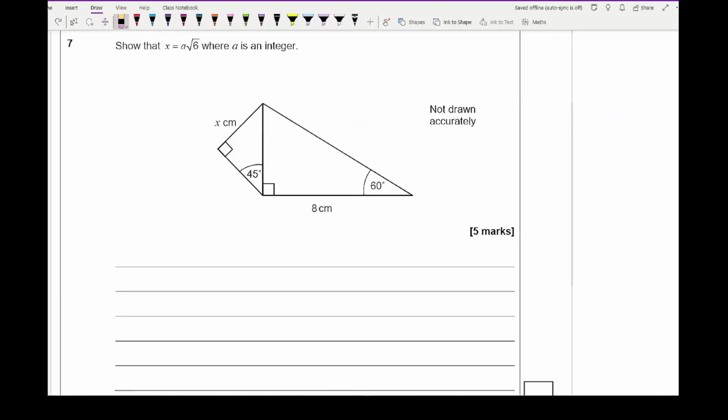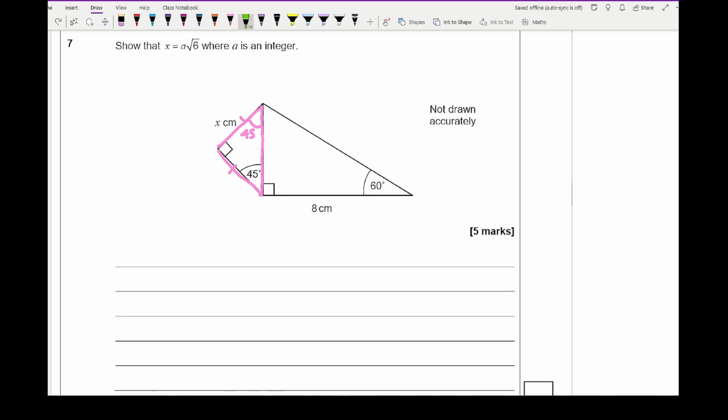So moving on to question 7, it says show that x equals a root 6 where a is an integer. Now in this particular triangle, x is one of the sides of a right angle triangle, and in order to find out what x is, I need to find what one of the other sides of this triangle is going to be. Now as one of the triangles that's got x has got an internal angle of 45, then the other angle is going to be 45, so therefore this pink triangle is going to be an isosceles triangle.